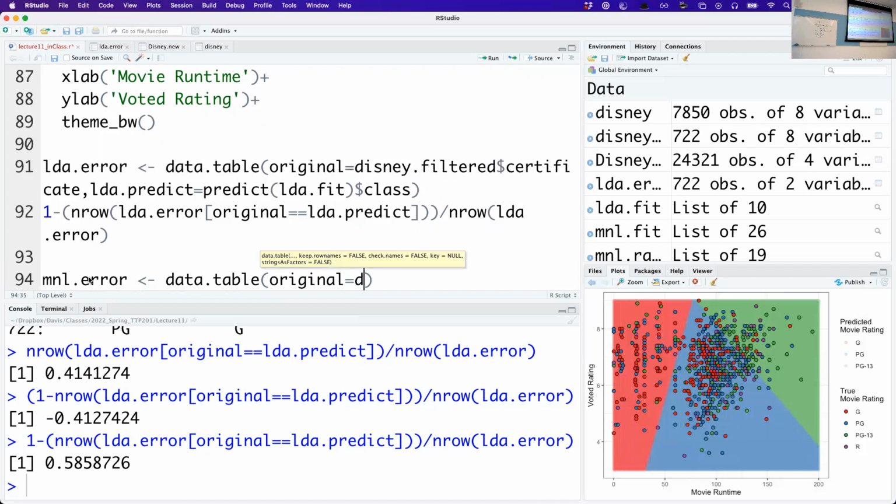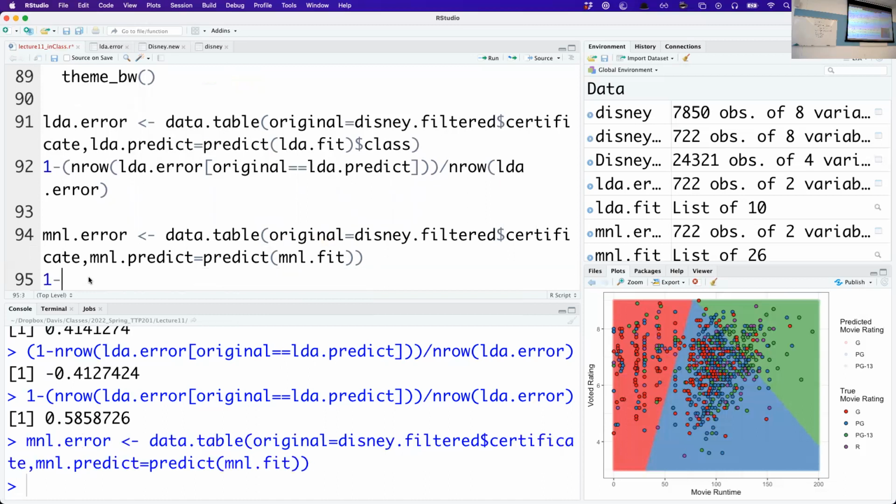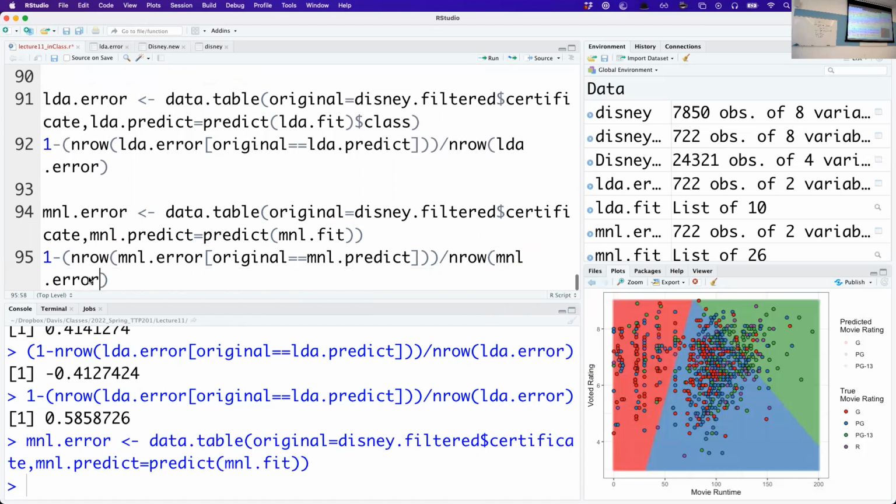It's almost the exact same thing. MNL.predict equals predict. I think it was called MNL fit. And this time we don't need to do the class. So then 1 minus n row MNL.error with the original equals MNL.predict, divide by n row MNL.error.